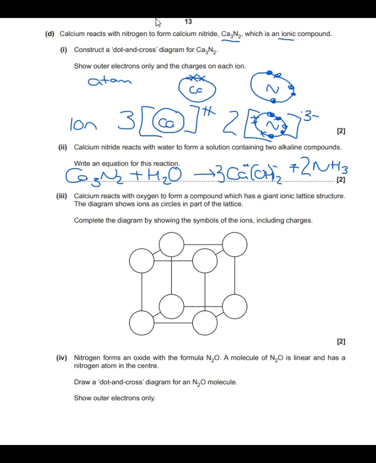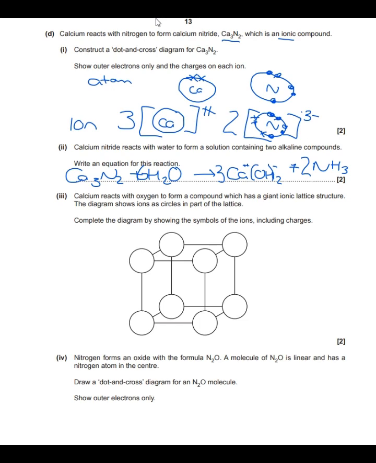So we've got 6 hydrogens, and then we've got 6 hydrogens there, so we've got 12 hydrogens on this side. So we're going to balance with a 6 there. That means we've got 6 oxygens on the left-hand side, and on the right-hand side we've got 2 times 3, 6. So that's the balanced equation for that reaction.